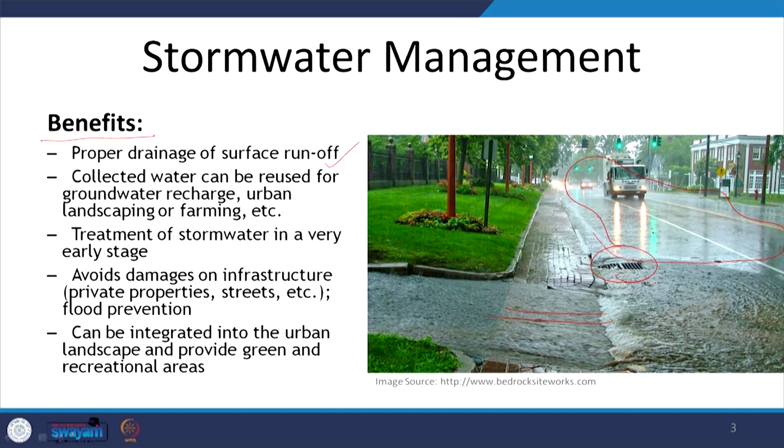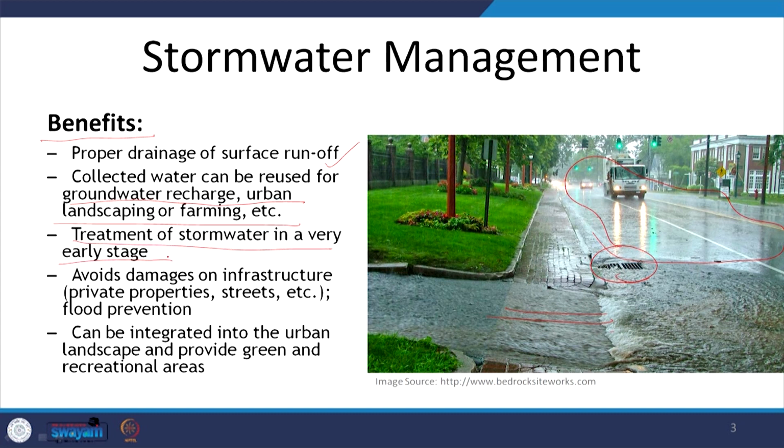There is sufficient volume of drain to take care of the storm water, so there is proper drainage and it does not create problems for day to day life in cities and urban areas. Then this collected water can be used for groundwater recharge, urban landscape, farming, or other purposes. So, it can be further reused, while in other cases it would go unused. Then we can treat the water in very early stages.